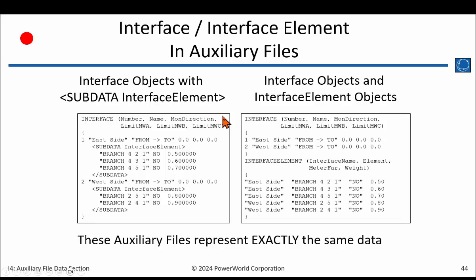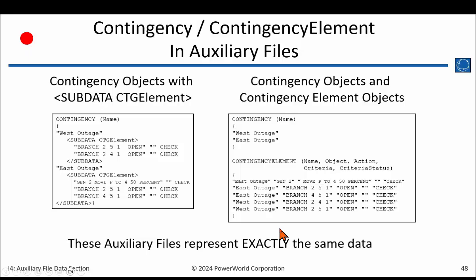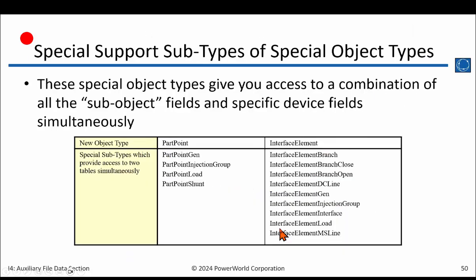And here's an example of interface with elements that occur within interfaces. So this is the subdata method, and this is the separate object type with interfaces and interface elements. Again, I think this is kind of easier to read, but this is definitely better for use with SIMAuto and things like that. But it's the same data, and there are other examples shown in the slides.